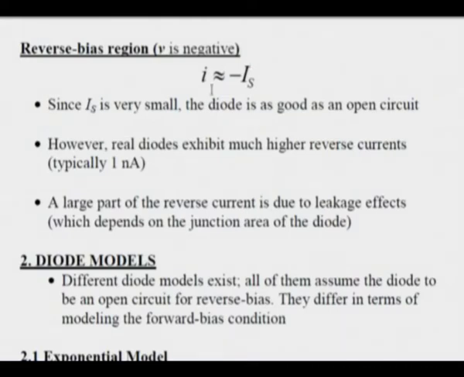Now we see that I is approximately equal to minus IS. That is why those two terms are significant, which is very, very interesting. But if you actually make a measurement in the lab, what do you think you will get? Just take a diode and measure. You would be shocked that even if you have a diode with IS equal to 10 power minus 12, if you make a measurement in the lab, you will not get it anywhere there.